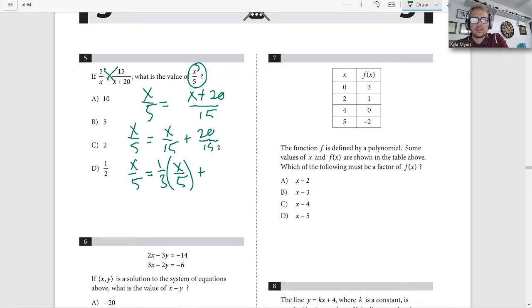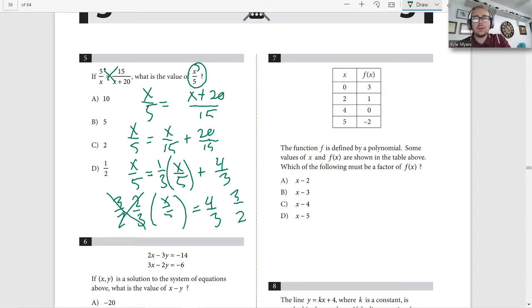You can simplify this fraction a little bit. Those numbers both go into 5, 4 times and 3 times. Then I could subtract 1/3 x over 5 on both sides, and I would have 2/3 of x over 5 on one side. Then I can multiply by 3/2. Again, this is kind of a trick method, so it's a little bit confusing.